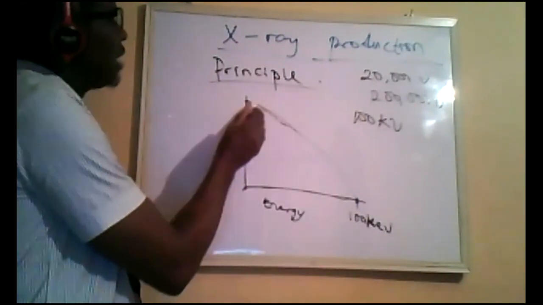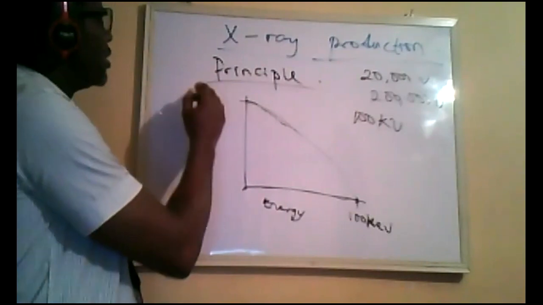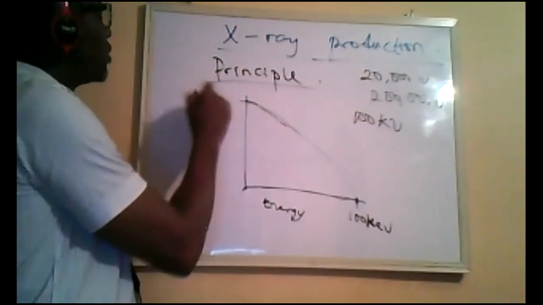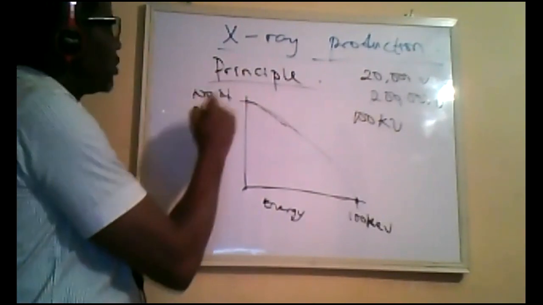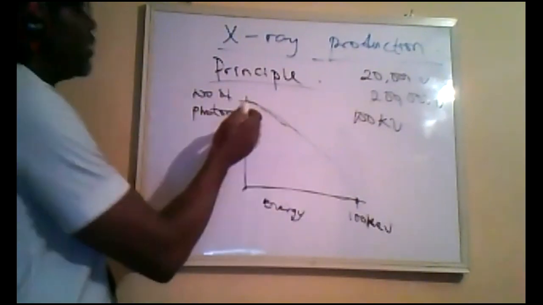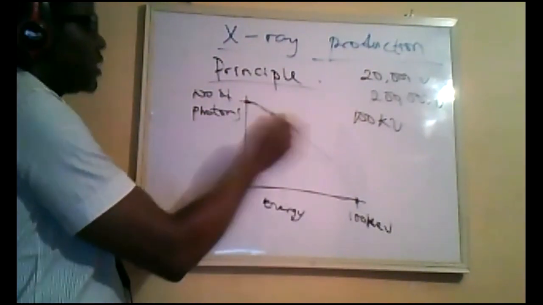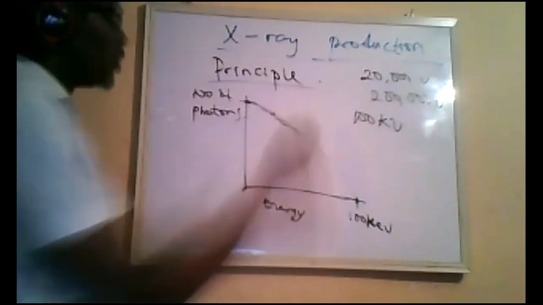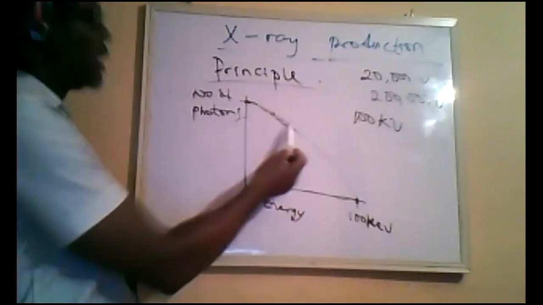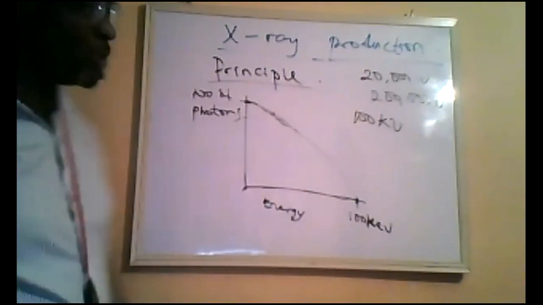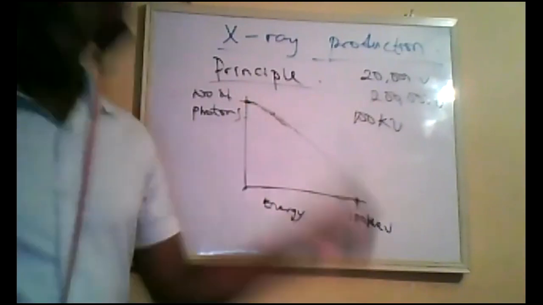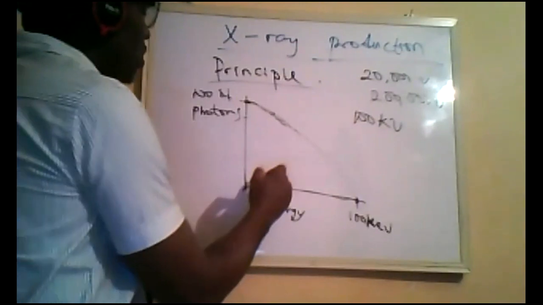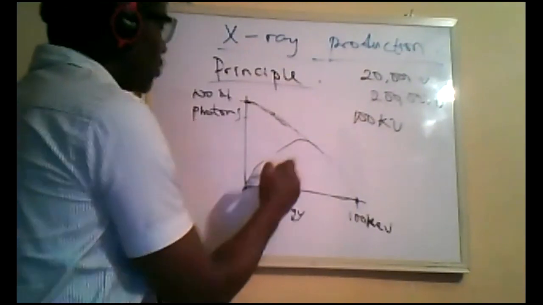You can see at this point, this is actually the intensity, or the number of photons. We have so many of them here. Here, as the energy continues to increase, the number of photons continues to decrease. So these are lower energetic ones. There are so many of them. So we need to remove them. We need to remove them by application of some filters. So when that comes, the shape of this thing is going to be modified based on what we want.